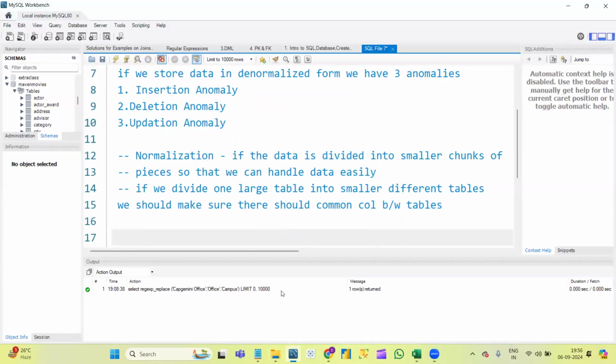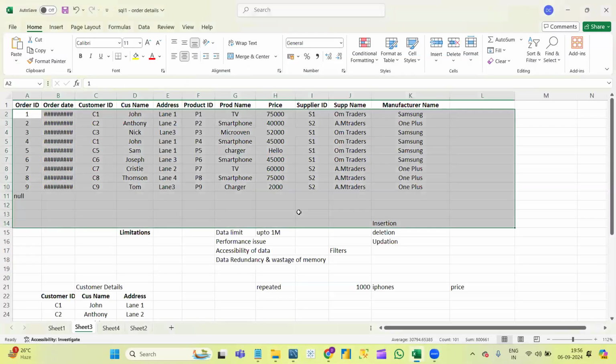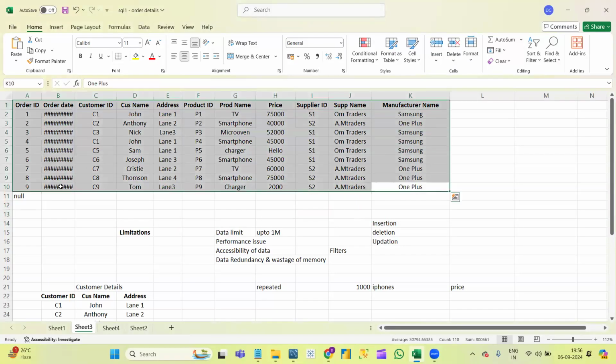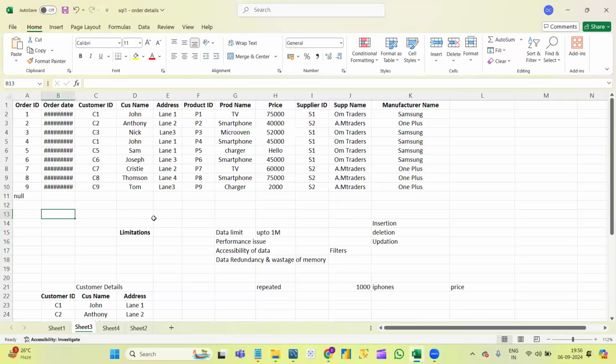Okay. And one more thing, if I talk about any advantage in storing data this way, there is only one advantage: accessing the data is easy.